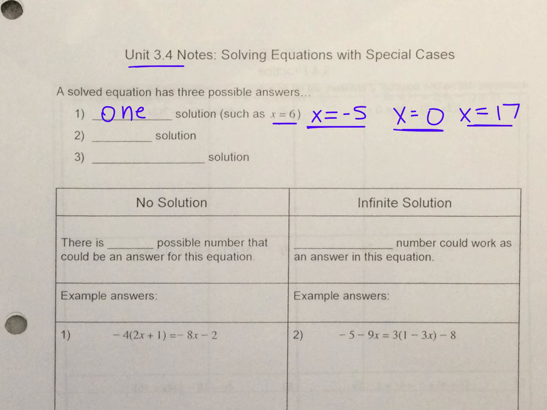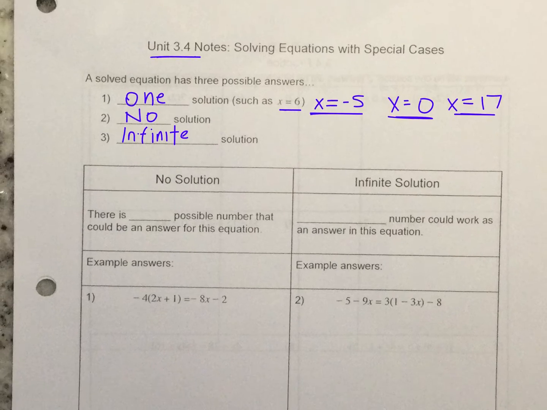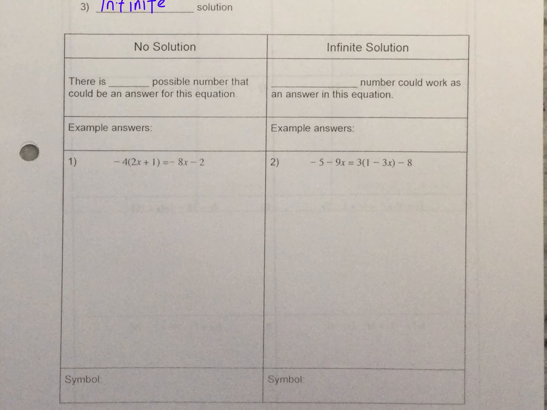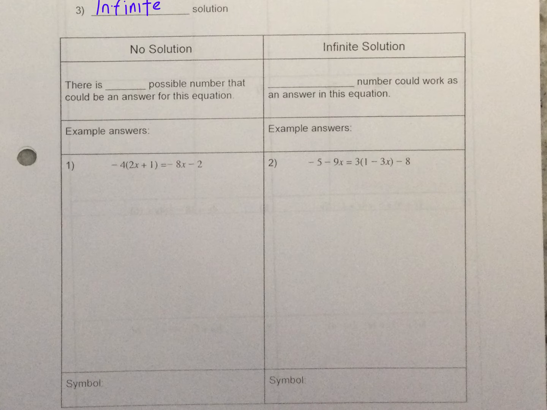Sometimes you can have an equation that has no solution, and sometimes you can have an equation that has an infinite number of solutions. So let's talk about ones that have no solutions first. A no solution equation means that there is no possible number that could be an answer for the equation.